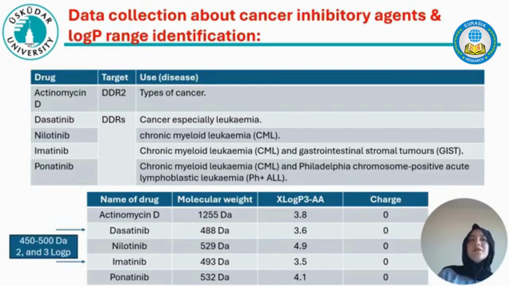So, we collected information about promising drugs and their use. We focused on some parameters such as their molecular weight, their logP values, and their charge, since these parameters will be helping us in specifying the scope and range selected for ligand library download. In the bottom table, we can see the values, where we chose the range to be between 450 and 500 daltons regarding molecular weight, and logP value between 2 and 3.